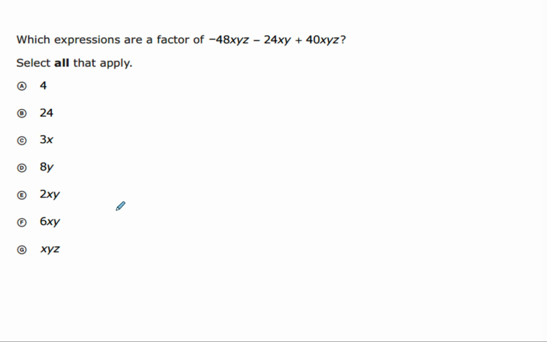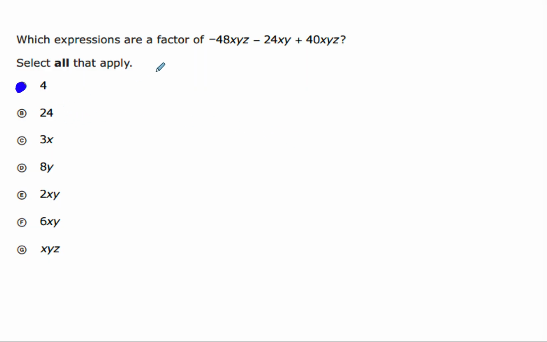All right, let's take a look at this one. Which expressions are a factor of negative 48xyz minus 24xy plus 40xyz? Select all that apply. Okay, so this means what could go in evenly to all of these different things. Okay, so let's see, 4. We're thinking about, can 4 go into 48, 24, and 40? Yes, they're all evenly divisible by 4. So yes, that could be a factor of that expression.